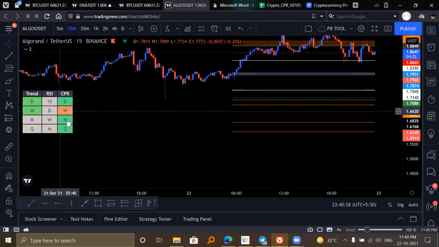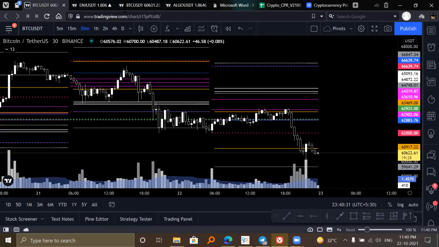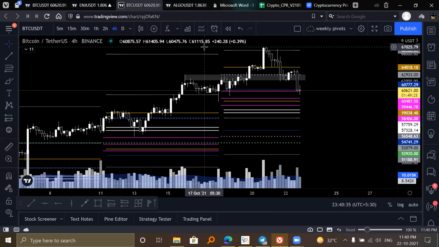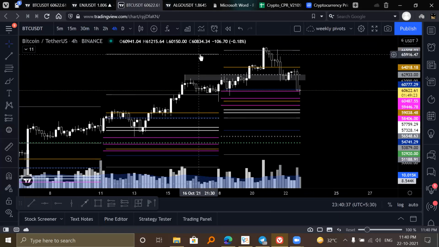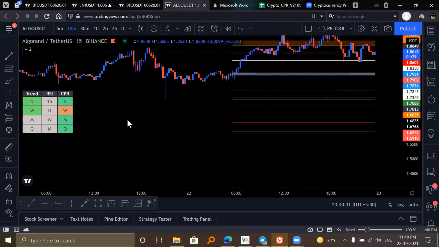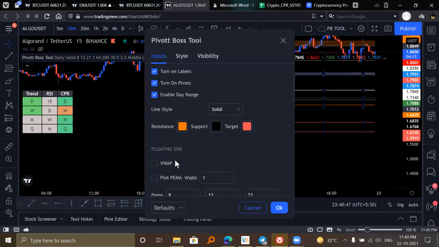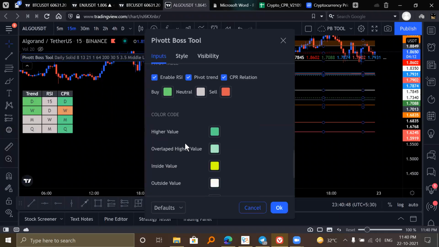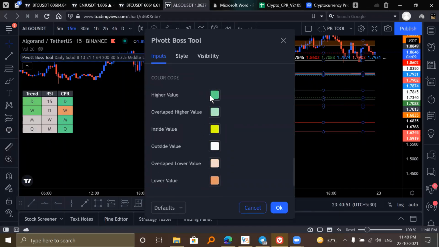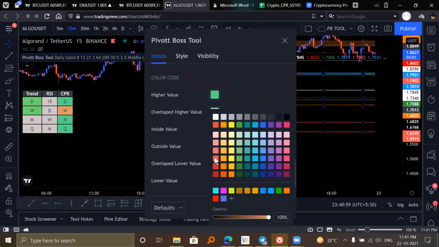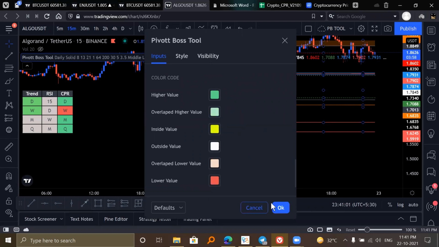The weekly, you can see, is red. If you go to the weekly time frame, it is showing you the relationship of CPR. If you open the settings, you can customize the color according to yourself. Green color generally means that if the daily value has a green color, that is higher value. So at least two of the CPRs, the current day and the previous day, are in ascending order.